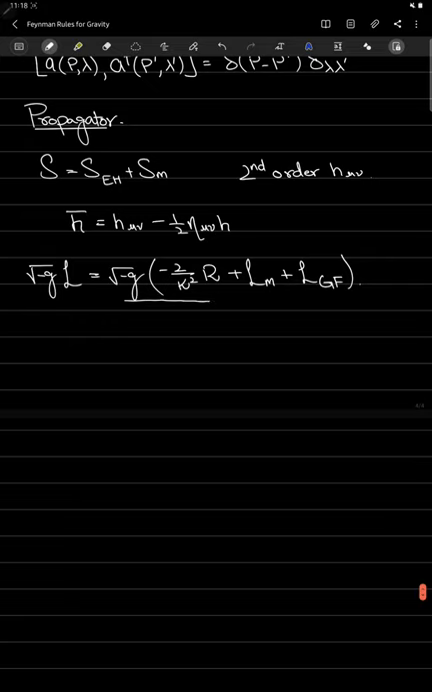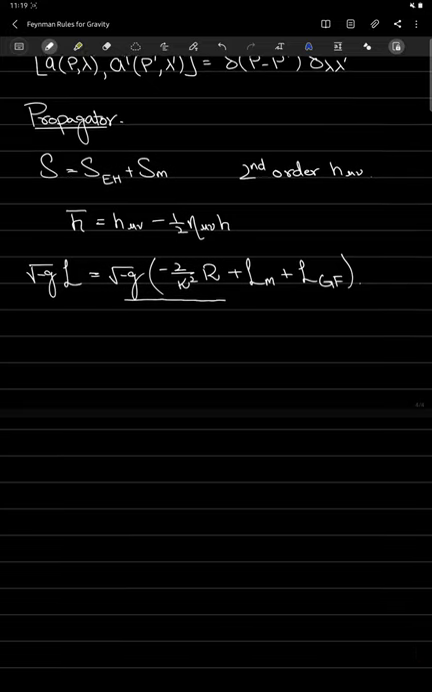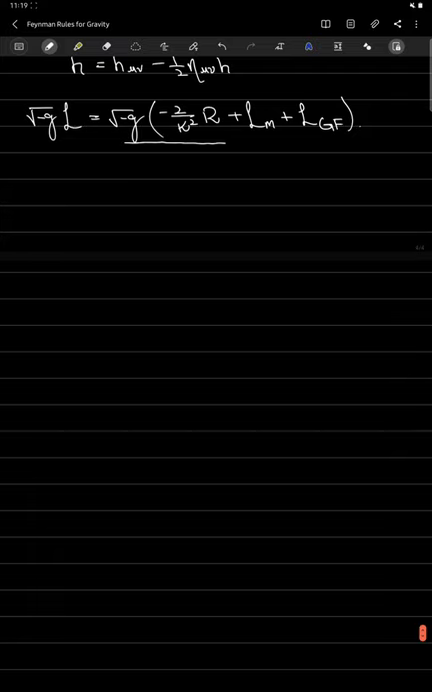I can expand this first of all to second order in h mu nu, because we know R is in terms of the metric field, and the metric field we have decomposed into Minkowski and the perturbation h mu nu. So I'm going to expand it to second order in h mu nu, and once I do that, I get the square root of minus g times minus 2 over kappa squared times R.